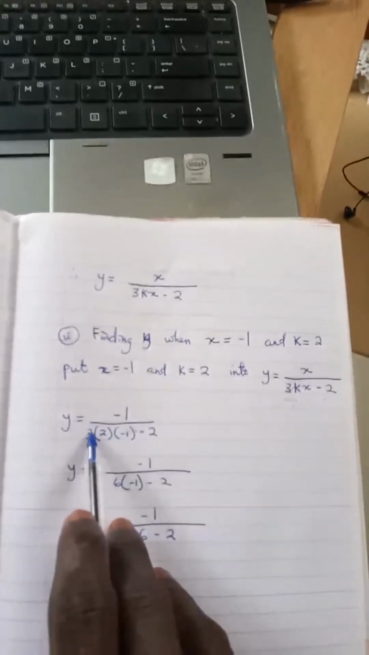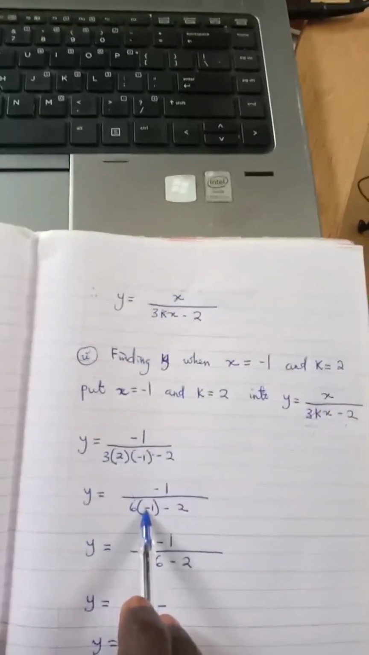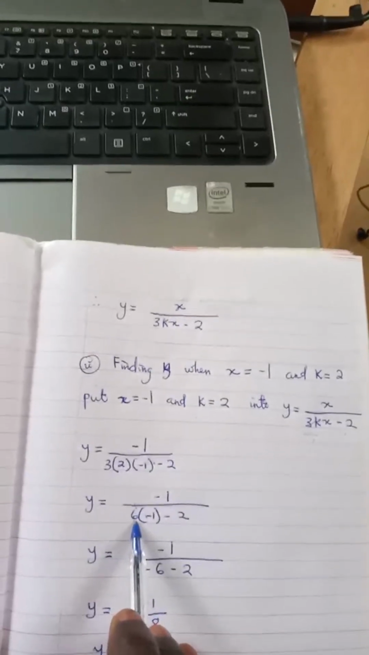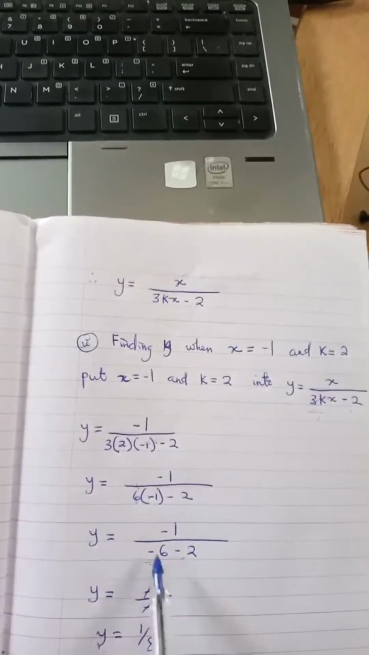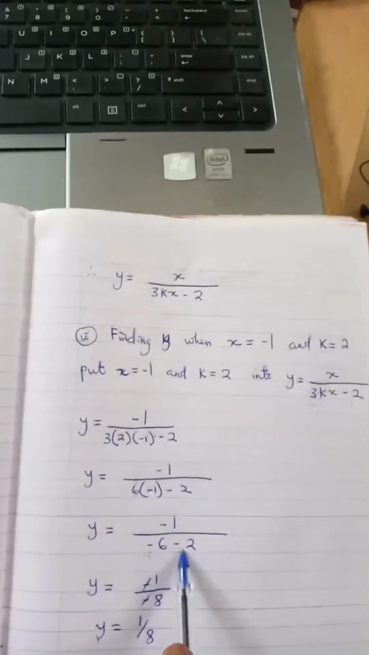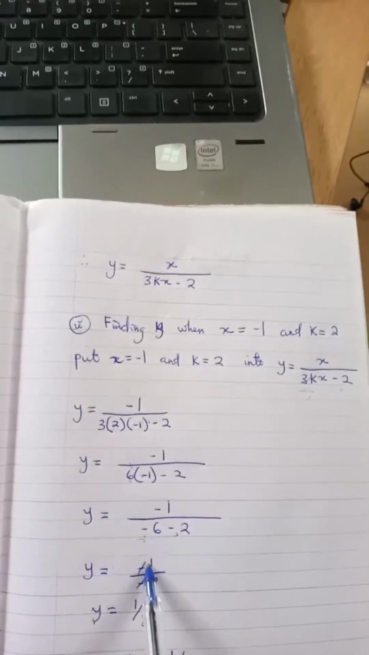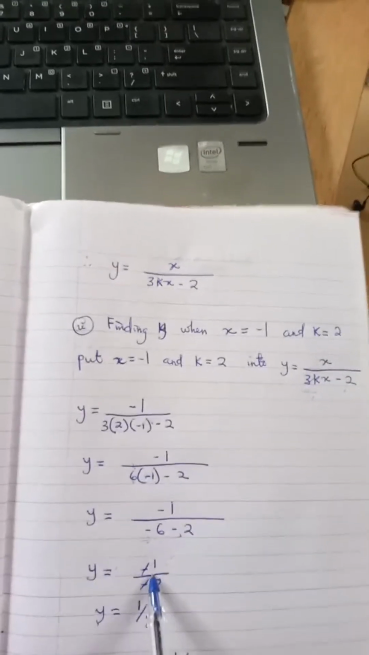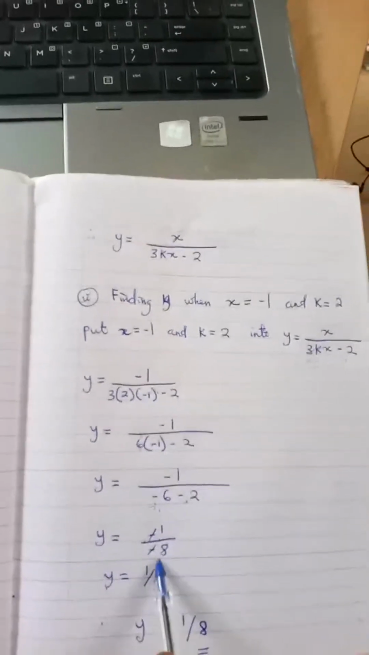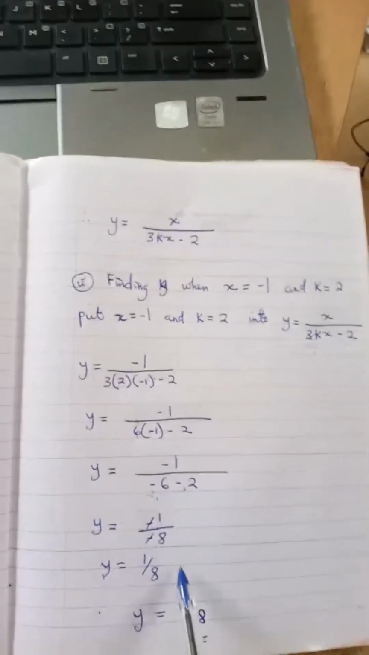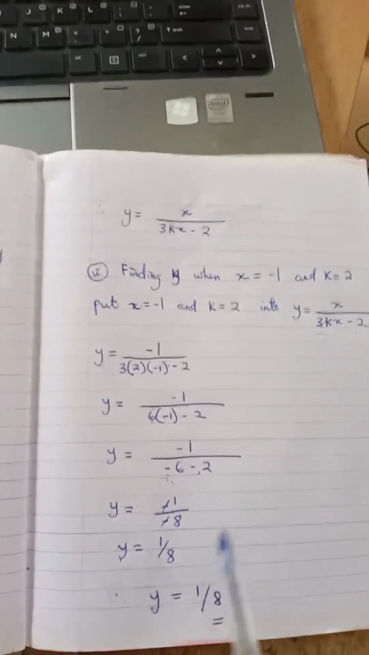So multiplying 3 times 2 gives us 6. We have -1, and multiplying -1 by 6 gives us -6. So the denominator now becomes -6 minus 2. Then we have y is equal to -1 divided by -8, where the negatives will cancel out and give us y to be 1 divided by 8.